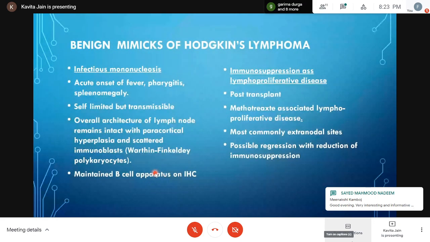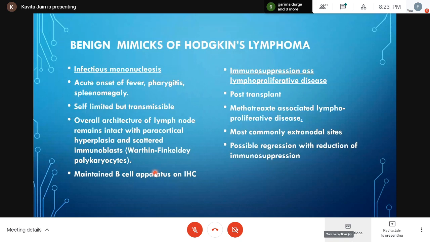So benign mimics of Hodgkin lymphoma are definitely infectious mononucleosis, and we have immunosuppression associated lymphoproliferative diseases, especially with post-transplant cases or methotrexate associated lymphoproliferative disease. So in all these cases, we'll have a typical history. In infectious mononucleosis, which is the commonest differential, we have acute onset of fever, pharyngitis, splenomegaly. It is a self-limited but transmissible disease.